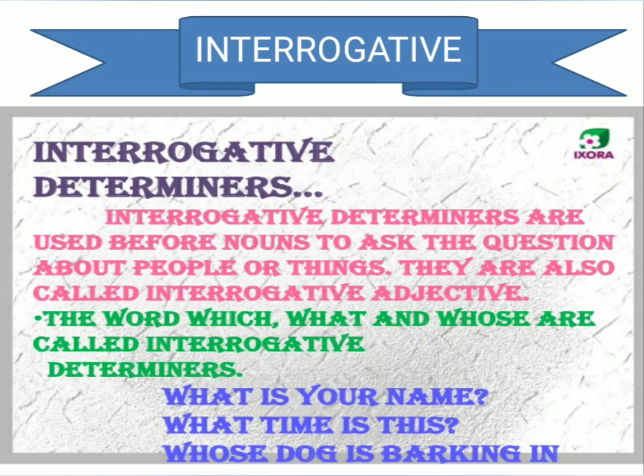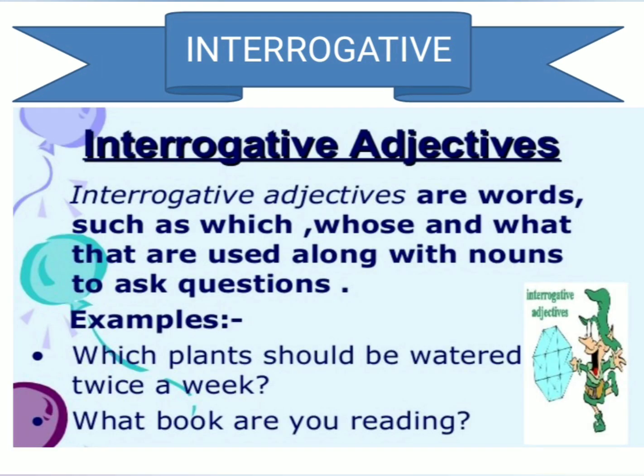Next is interrogative determiners. What are interrogative determiners? Interrogative determiners are used before nouns to ask a question. They are used before a noun to ask a question about people or things. They are also called interrogative adjectives. The words used are which, what, and whose, like "What's your name?"